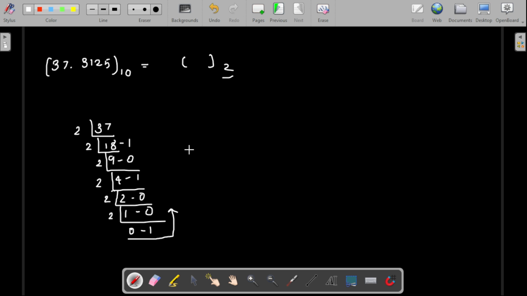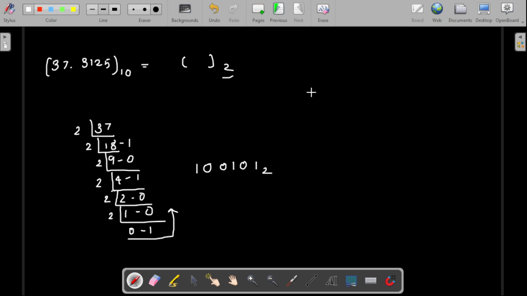So now if we write from this end to this, this is where we have to write it. It will be 1, and this is 0, right? We can skip it. From here we can write it. So 1 0 0 1 0 1. Okay, so this is the integer part in binary.